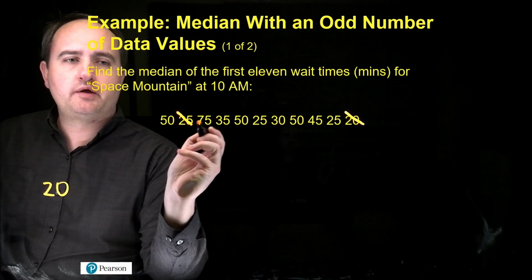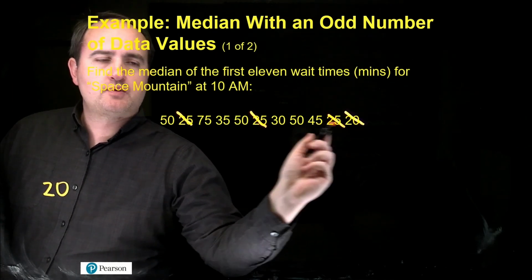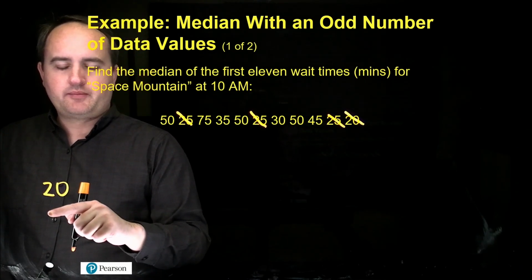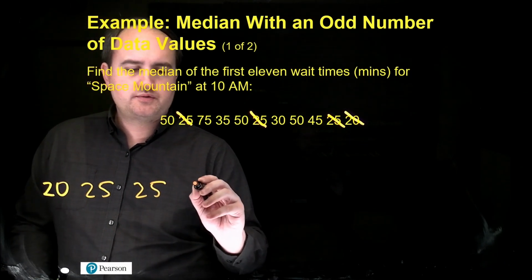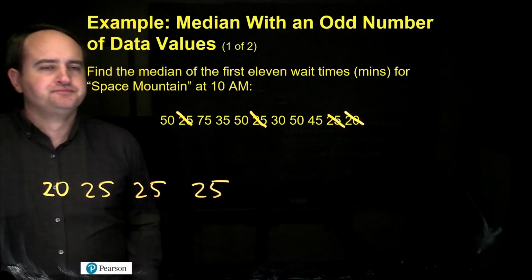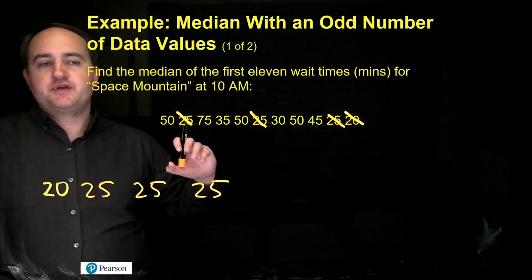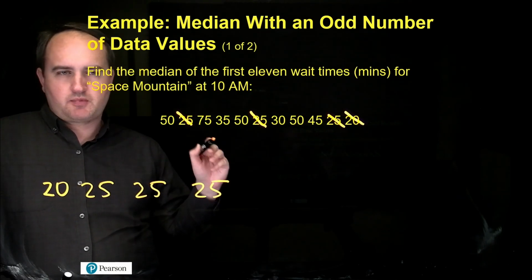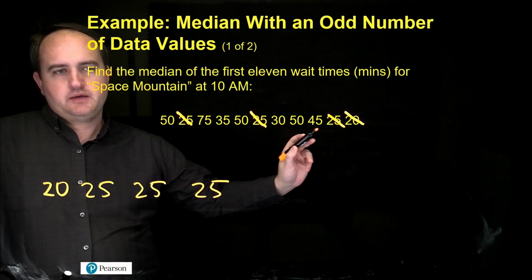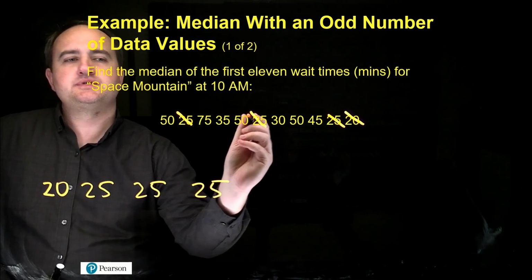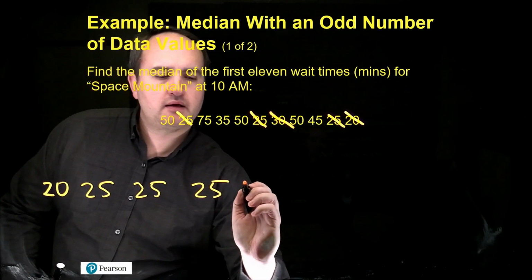So here there's 1, 2, 3 25s. So now I'm going to write 25, 25, and 25. Okay? And then we just continue this process. So now with the numbers that I haven't crossed out, what's the smallest number? I see a 35 here. A 30 is definitely the smallest. And I only see one 30, so I'm going to cross out that 30 and write it here.